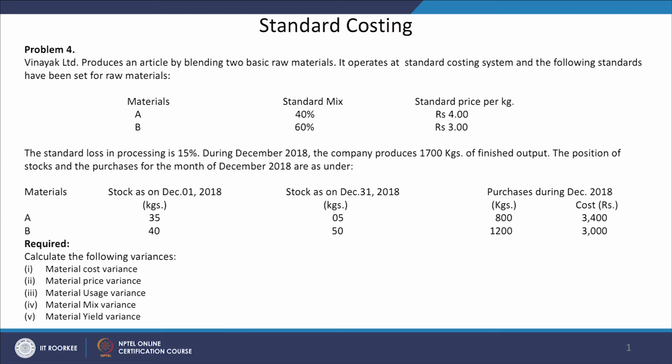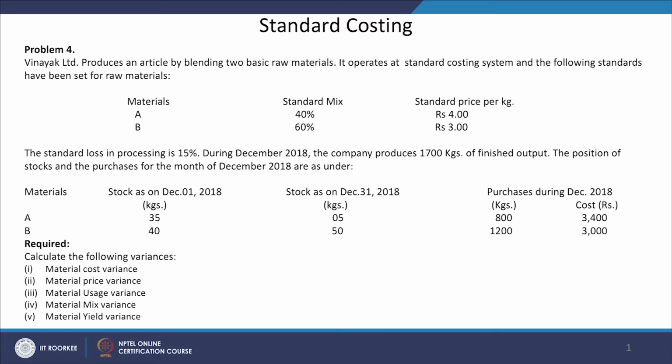These are the two materials which are required as a blend to come up with the standard output, or maybe the actual output. The input is 2 materials and the output is 1 product, and we are given the mix in the ratio of 40% and 60%. The standard price per kg of the material is 4 and 3.